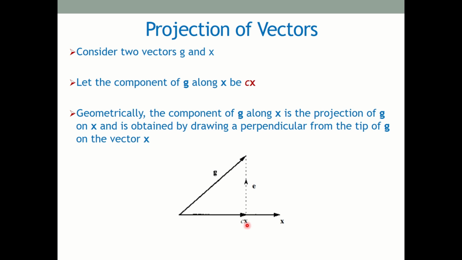So here you can see we have a vector x and we have another vector g. They are at an angle to each other. So the component of g along x is represented by cx, right? And geometrically, the component of g along x is the projection of g on x, and is obtained by drawing a perpendicular from the tip of g on x. This perpendicular represents the shortest or the smallest length between the tip and the vector x.